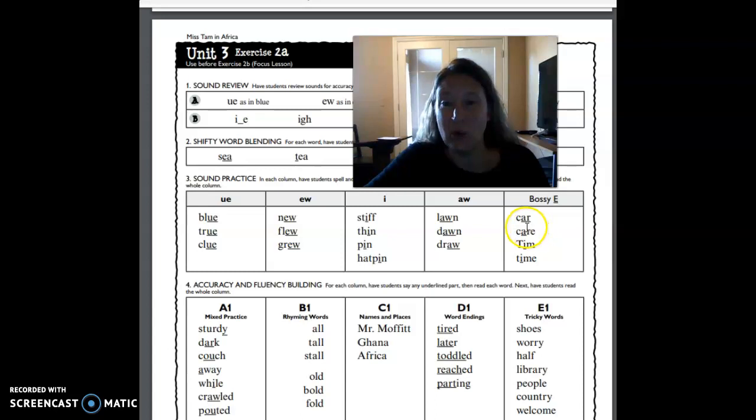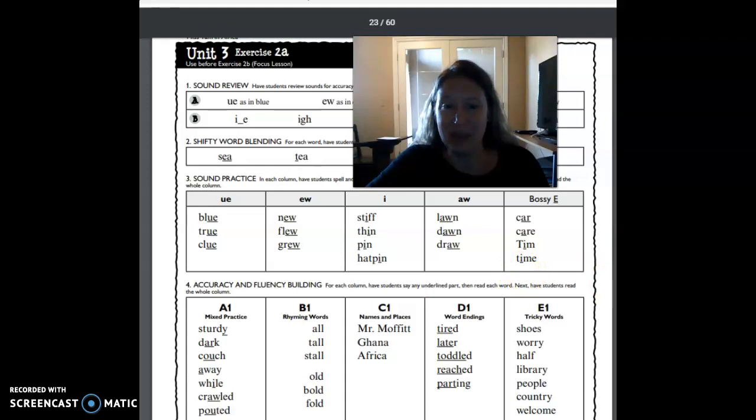And in our last group here, we have the bossy E. Read the underlined part and the whole word. What is the underlined part? R and the whole word. Car. Next word. Here's where the bossy E is going to change that A sound. So it looks like it should be ah, but then the whole word is not car, it is care. What about the next one? It's the word time. Or I'm sorry, the word is tin. Thanks for correcting me, Jaden. And the last word here, what is the underlined part? Since there's a bossy E, it is I, and the whole word, time.